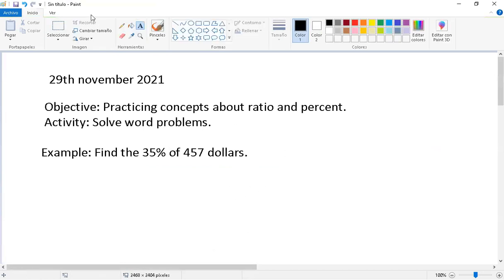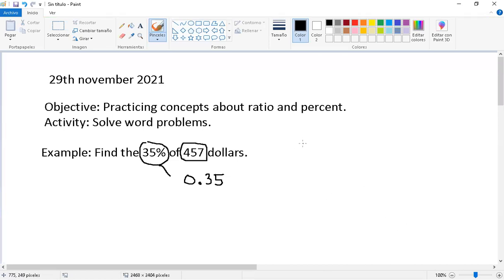The very first thing we're going to do to start is to transform this 35% in decimal number. So what is the decimal number? 0.35. Correct. This is the very first thing we do when we talk about percent and when we want to verify what is the percent in certain value. In this case, we're going to multiply 0.35 times 457 to get the percentage, the 35%.